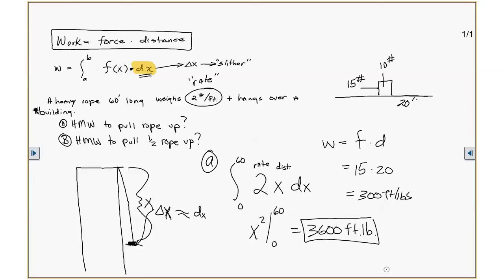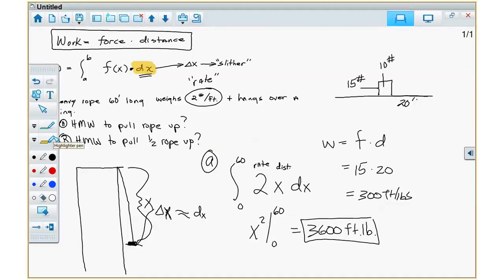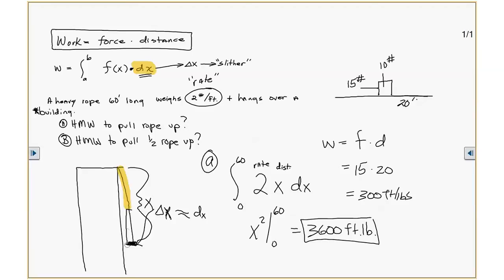All right, now you try to do B. But the problem with B is you're only going to be pulling up how much of the rope? 30 feet. You're only going to be pulling up that much rope. What's on the end of that much rope? The rest of the rope, right? Well, what is the rest of the rope? It's kind of like a big pail on the end of a rope. Why? Because it has weight to it.